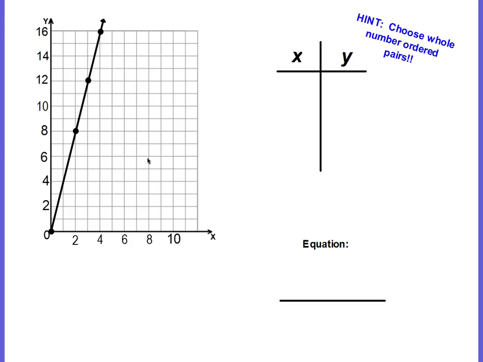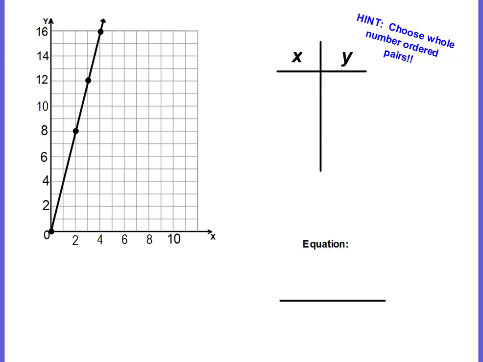Okay, so we have a graph and we have a linear relationship that's already been graphed for us. We want to write the equation that represents this linear relationship. Well, we've learned how to write equations from tables, and we know that we can take the x and y values from a table and use them as ordered pairs and graph them on a coordinate plane. So we're going to do the reverse. We've got the ordered pairs here. We're going to take them and write them in an XY T-chart table.